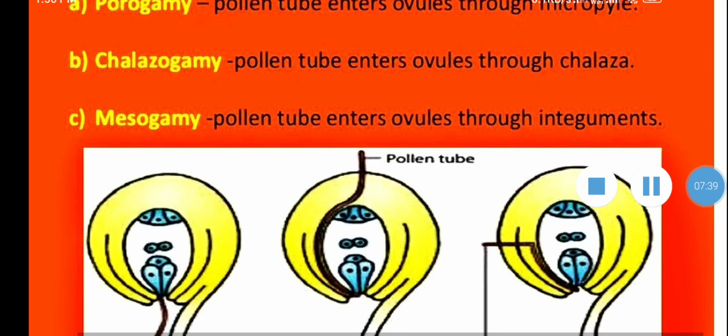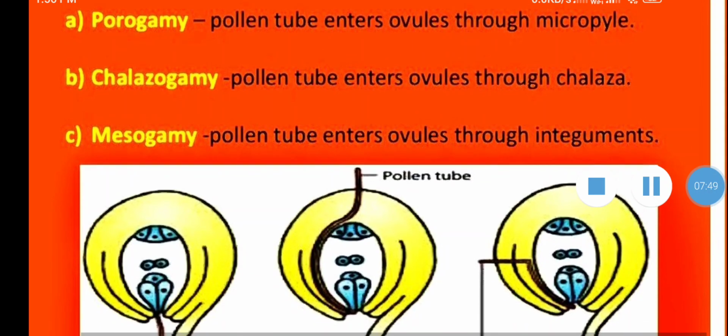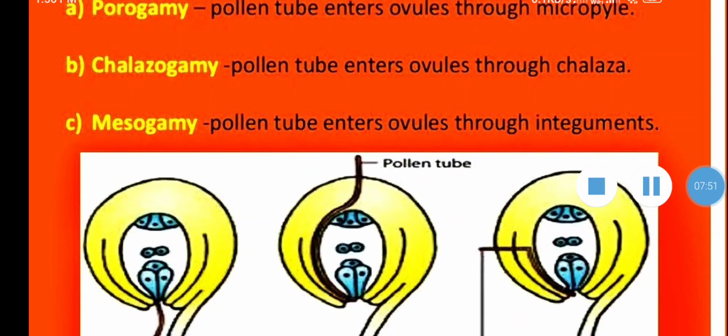The next is chalazogamy. Pollen tube enters ovules through chalaza. We have studied that chalaza is opposite to the micropyle, that is not a very narrow opening. Then mesogamy. Pollen tube enters ovules through integuments.